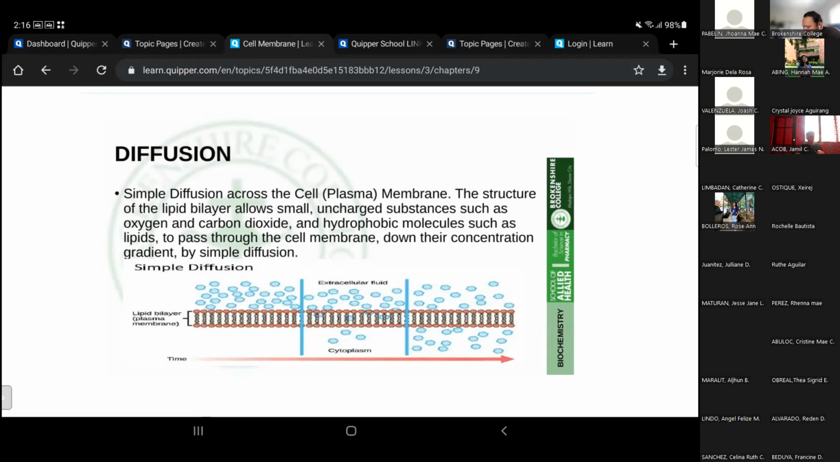In this presentation, we can see how a particular molecule passes through or diffuses towards the inside of the cell over time. As time goes by, imagine how long it takes. It does not enter right away.